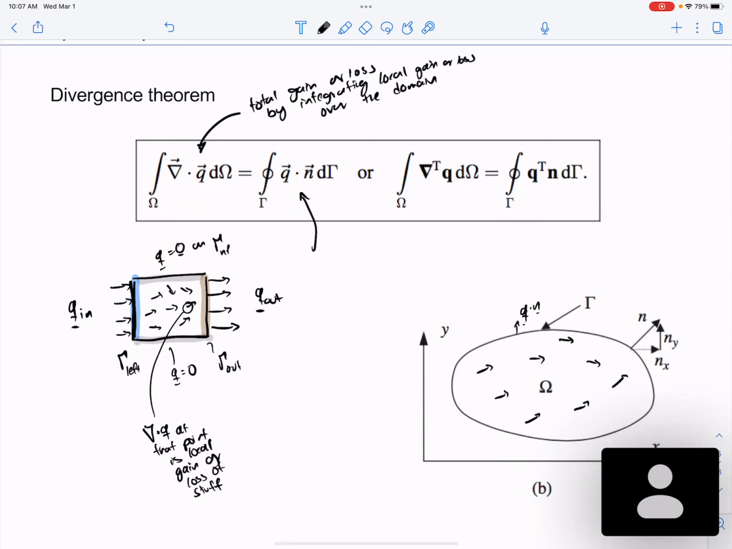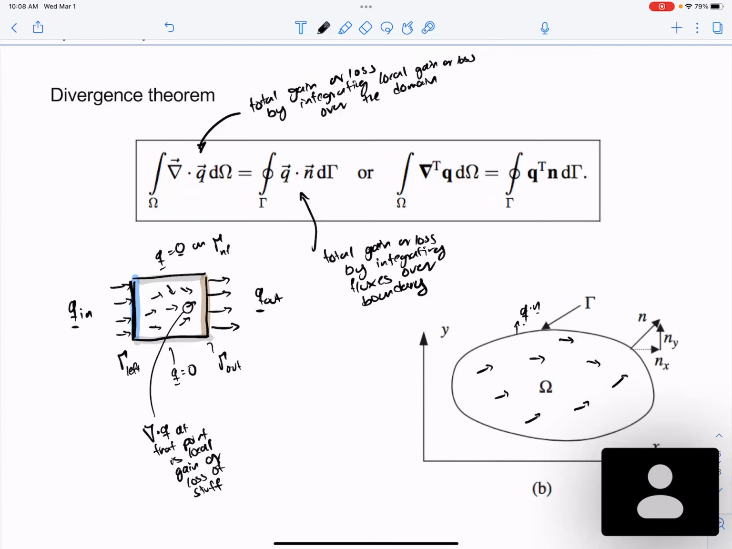Whereas this one is total gain or loss by integrating fluxes over the boundary. So this one actually has some more intuitive meaning. Any questions? It's a lot of recap of your calculus, vector calculus class.